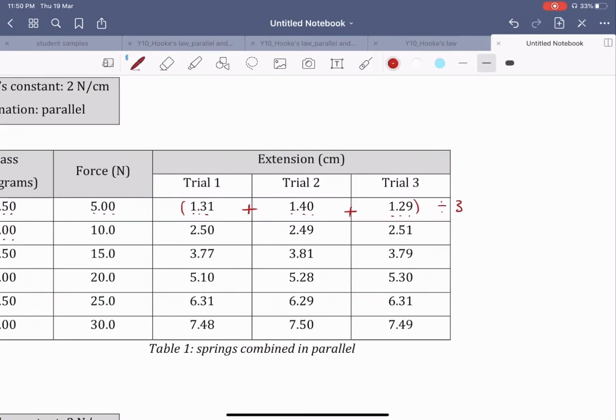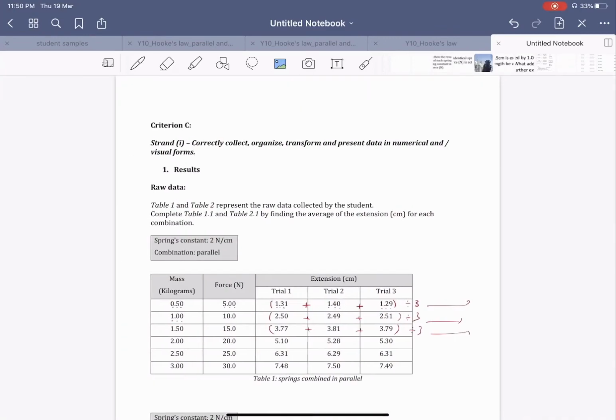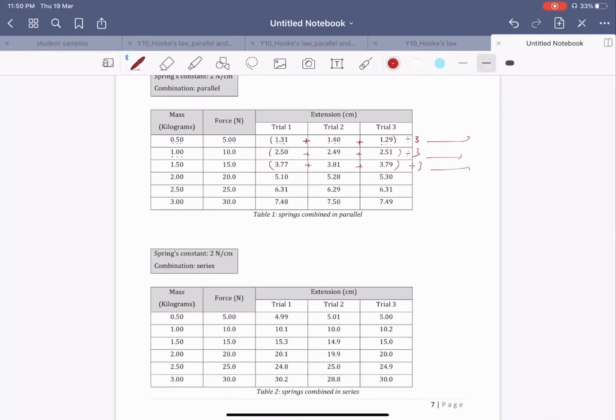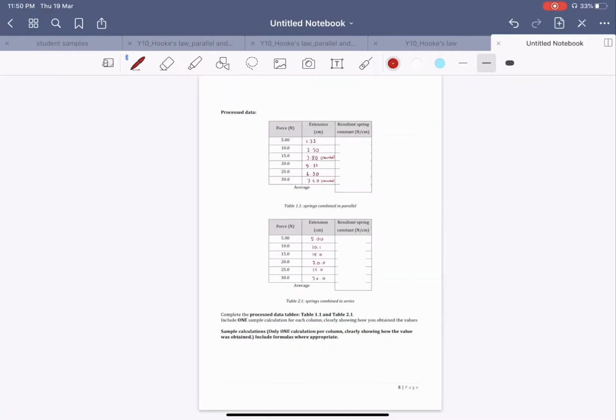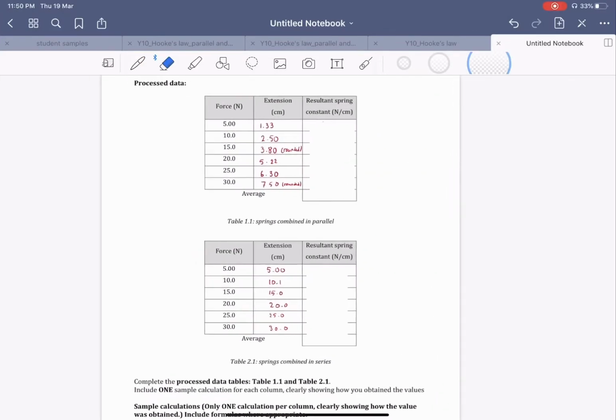You'll do the same thing for this one, adding them all divided by 3, adding them all divided by 3, and you will write all the answers here in this table and in this table. Okay, so it's the same exact thing. You add, divide by 3, add, divide by 3, and you fill the tables, the second one, 2.1. Okay, now after you're done with this extension part, you need to find the resultant.